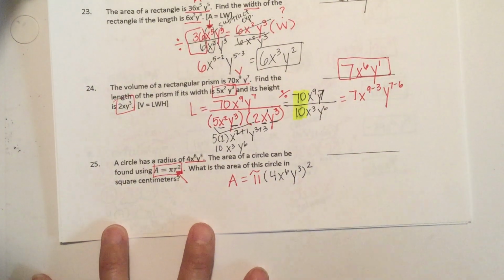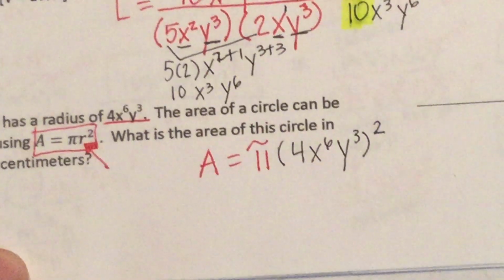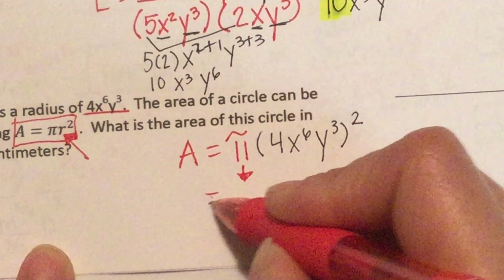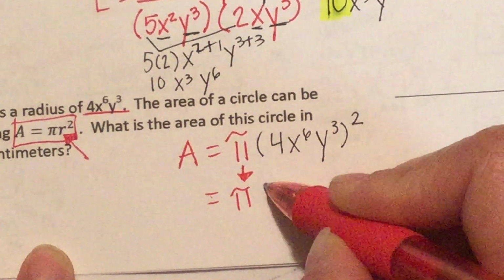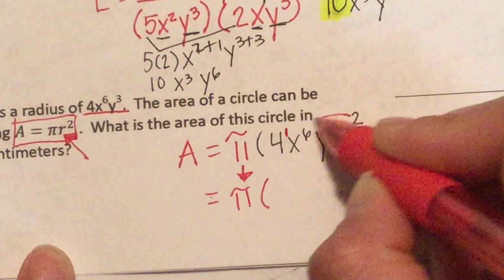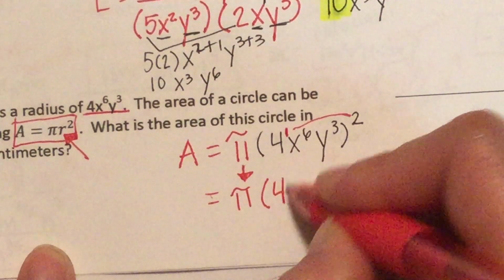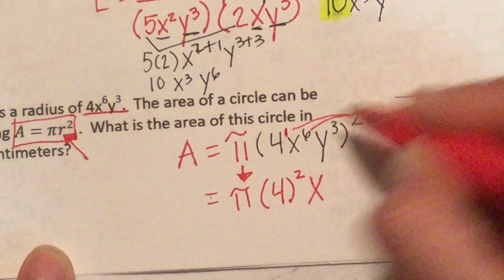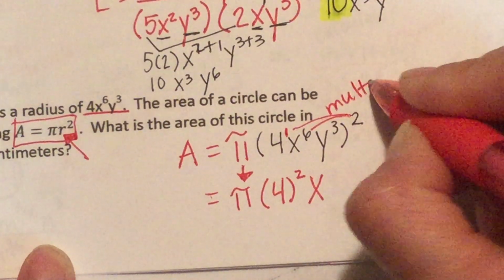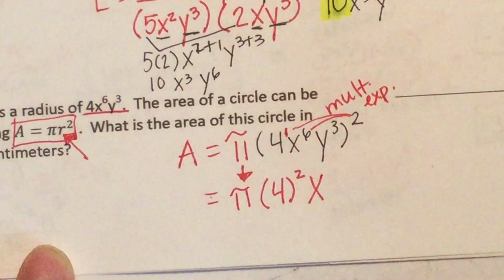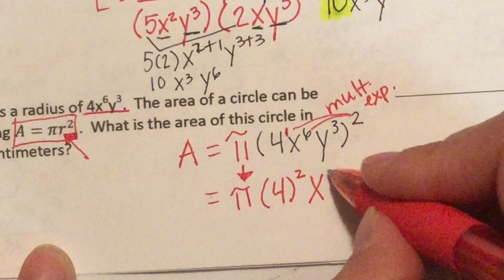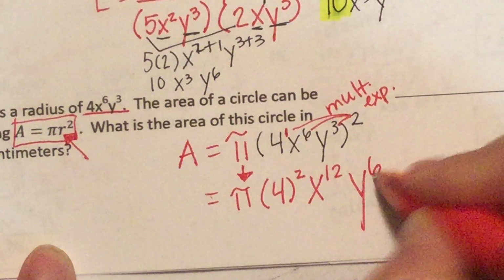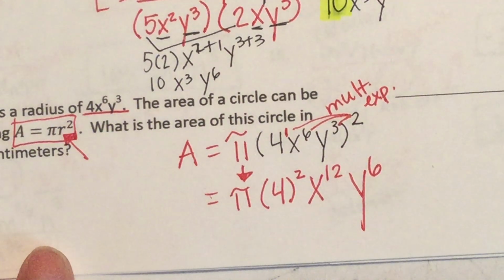So when you look at this, it's going to be power to a power. So you're going to take pi and leave it alone, and you're going to take 4 to the 1st power and multiply it with 2. So 4 is going to be squared. X, you're going to take 6 times 2. You're multiplying your exponents here. So 6 times 2 is 12, and y to the 3rd power times 2 is 6. All you do is simplify from here.